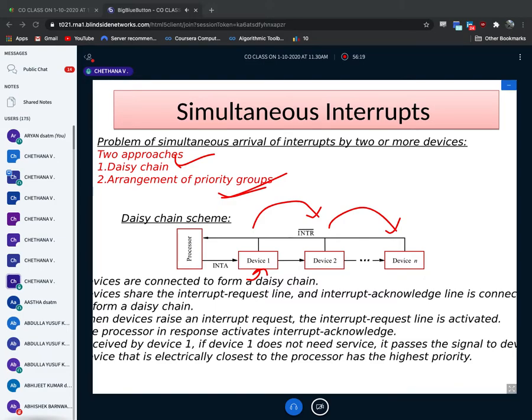According to my analysis, what I can understand, it will go to device 1, then it will go to device 2, then it will go to device N. So indirectly I can make out one conclusion: the device which is nearer to the processor is higher prioritized. Yes, accepted? Everyone? Yes, say it. 1, 2, 3, 4. Only 4 students agreed. Remaining all are not agreed.